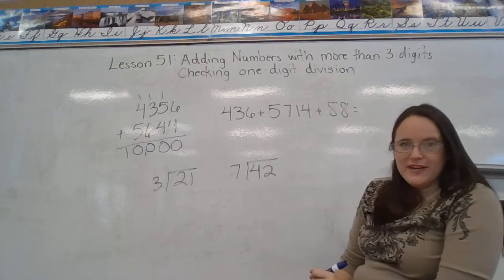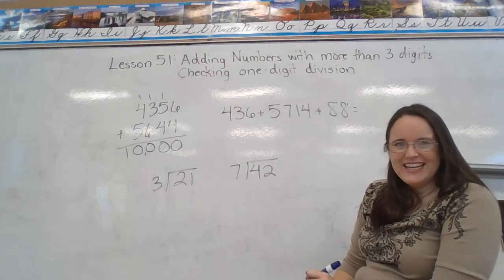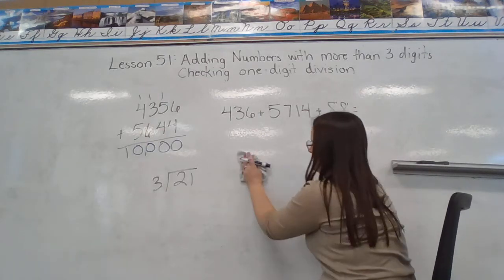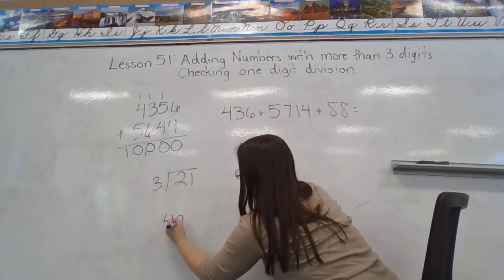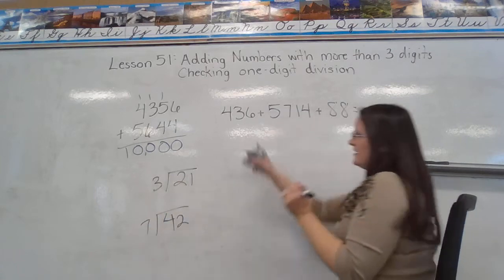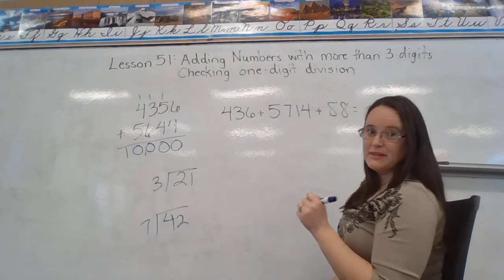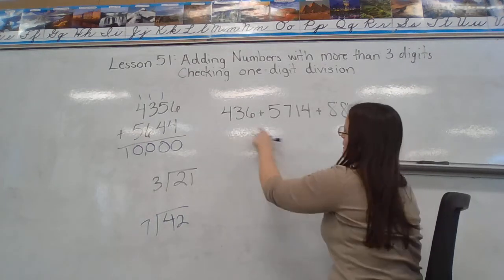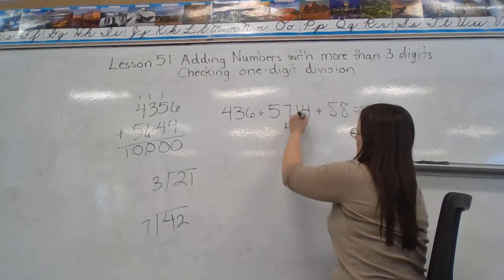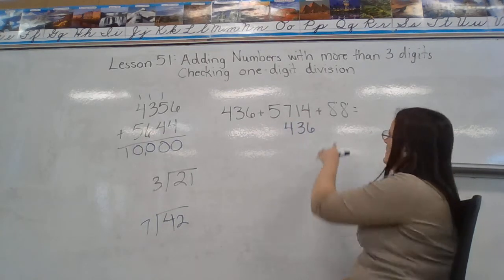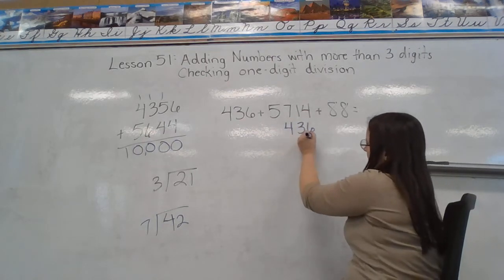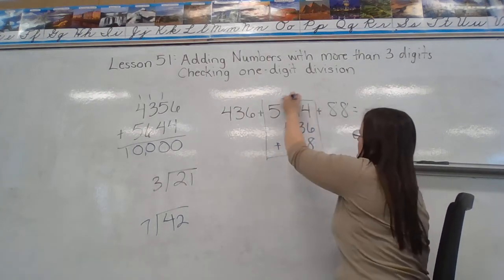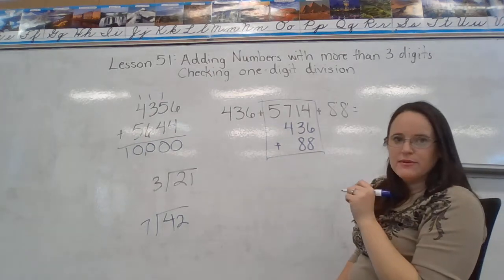All right, take a look at this one. Do we want to add it like that? No way. I'm going to rewrite it. So I'm going to move my 42 divided by 7 over here so that I have space to line up my place values and add my numbers. So let's start with the biggest one, and I'll move 436 underneath it, and then I'll move 88 underneath that, and I'm just looking at those 3 numbers there.